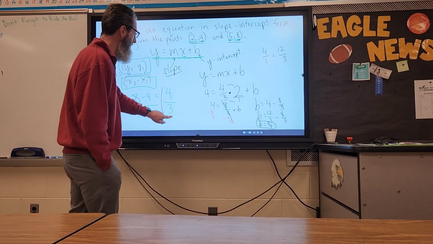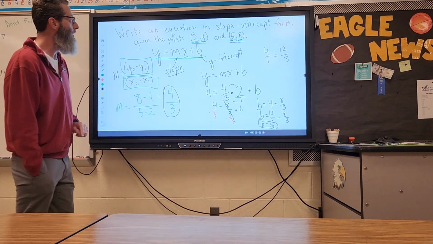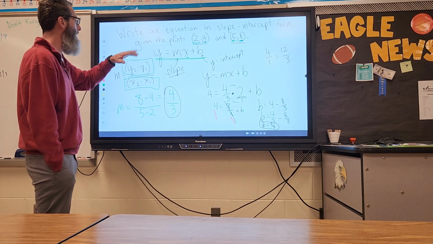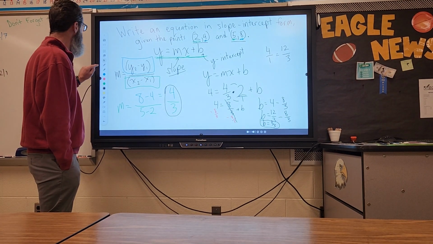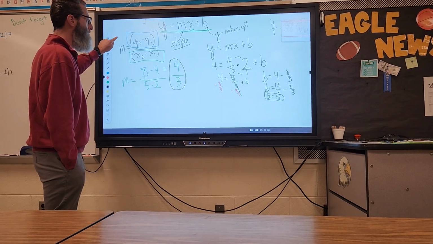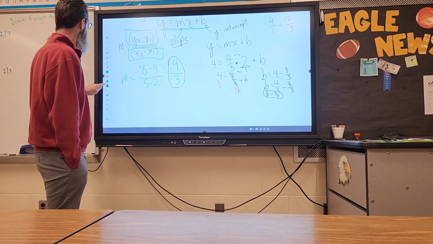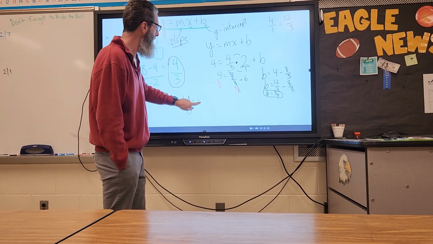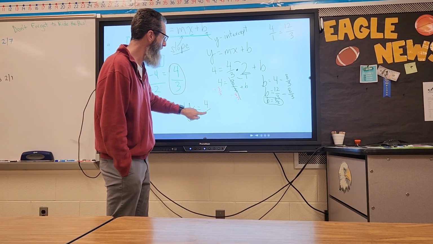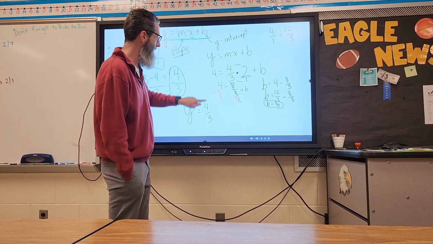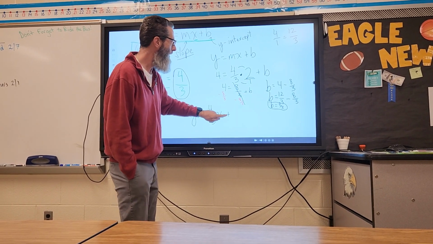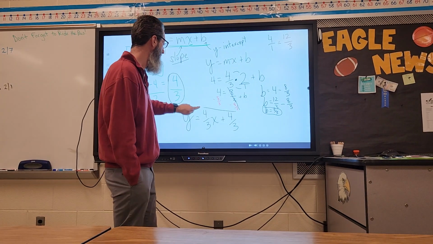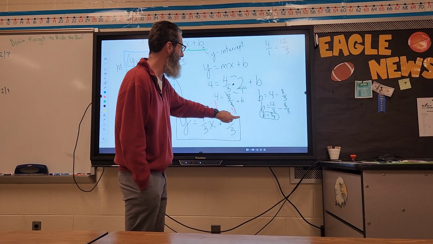We go back to m equals 4/3, and now we can rewrite our equation in slope-intercept form. Put the y and the x back as variables. So y is again a variable. The m is 4 over 3. The x is again a variable. And the b is 4 over 3. That is your equation in slope-intercept form.